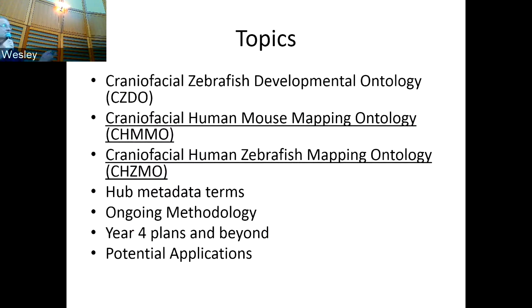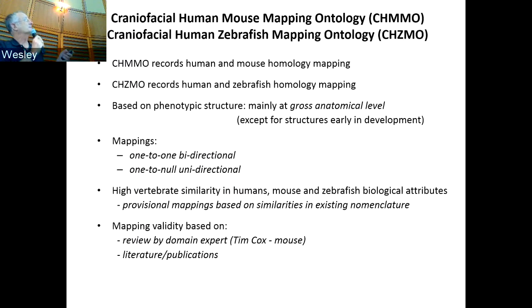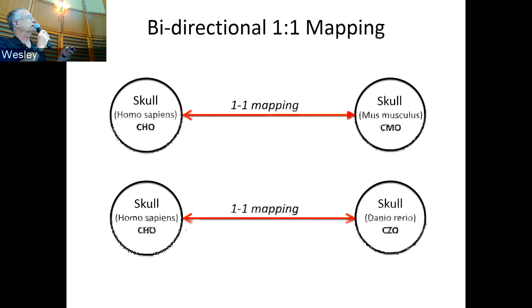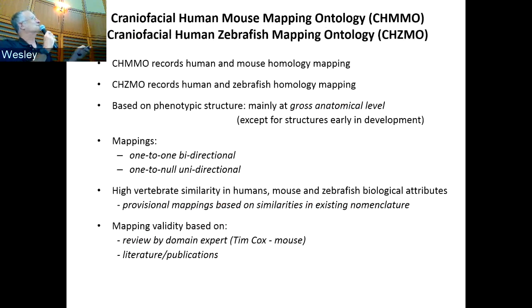And some of the mapping for the human to mouse and for the human to zebrafish. Let's talk about those together. So these are basically recording homology mapping between structures in the human and the mouse, and human and zebrafish. These are based on phenotypic structure, mainly at the gross anatomical level. We have different kinds of mappings.